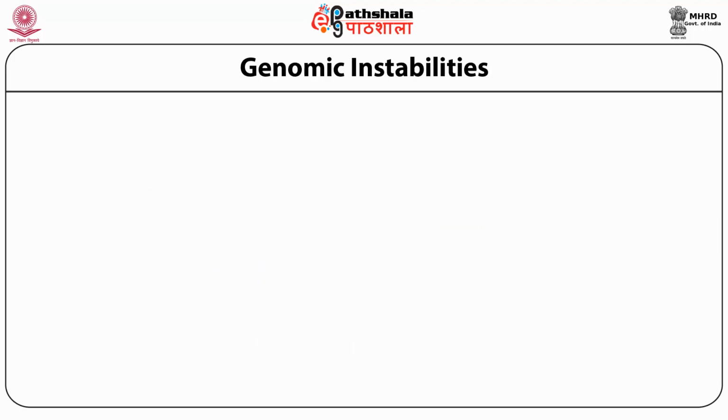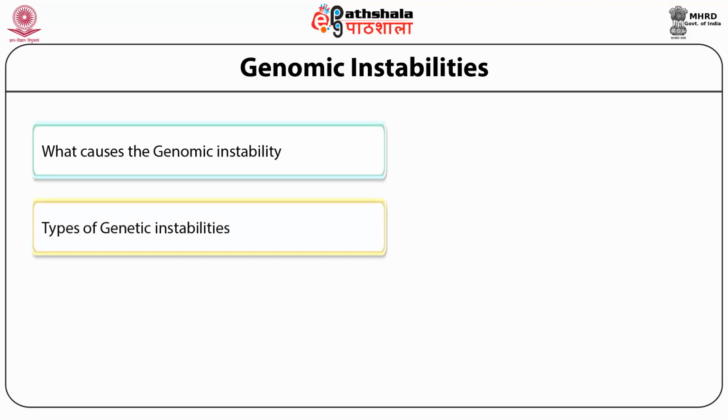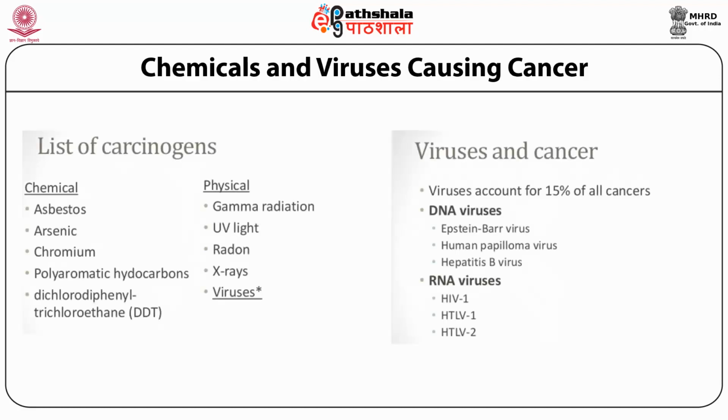Let us understand something about the genomic instability. We will cover two aspects: what causes the genomic instability and what different types of genomic instabilities exist. Genomic instability is basically due to certain carcinogens. These carcinogens can be either a chemical carcinogen, or a physical carcinogen, or it can also be viruses. The most important example is the cigarette smoke, which is rich in polyaromatic hydrocarbons.